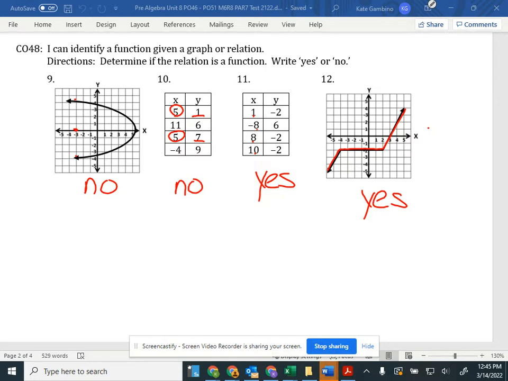The only time it's not a function is if we have an x that has 2 y's assigned to it, or more. 2 or more y's assigned to it. Make sense?